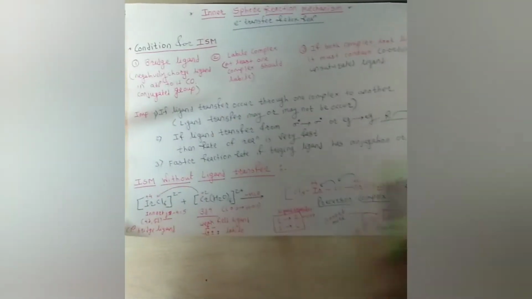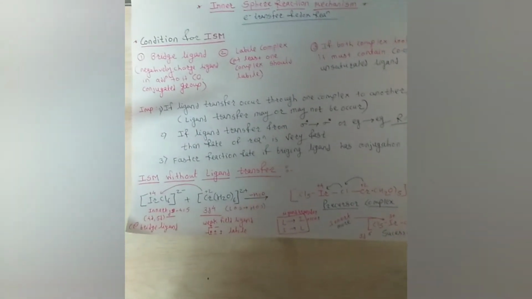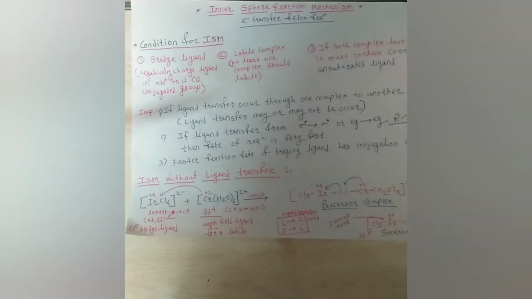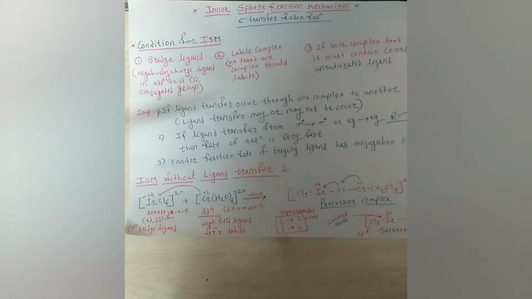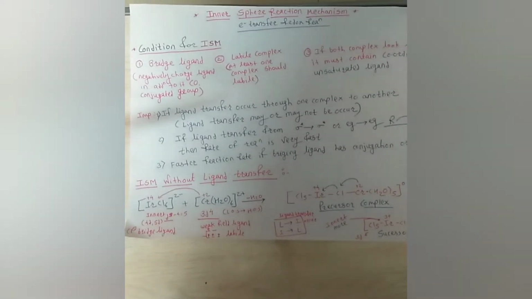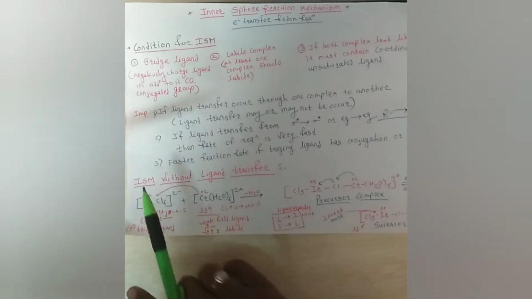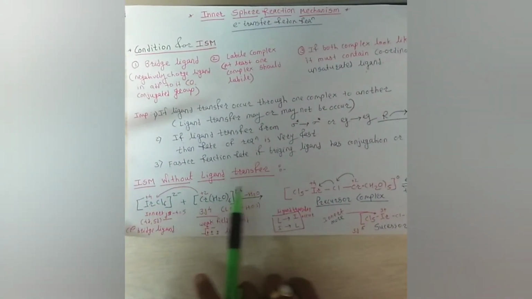So let us begin. There are generally two types of mechanism in the inner sphere. The first one is the inner sphere mechanism without ligand transfer, and the second one is the inner sphere mechanism with ligand transfer. So let us begin with the inner sphere mechanism without ligand transfer.